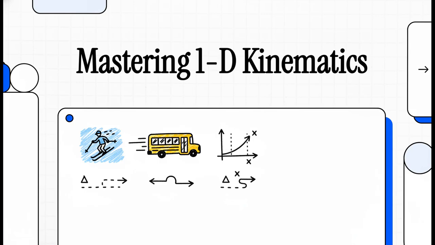Today, we're going to decode the absolutely fascinating physics of 1D kinematics. We're going to look at exactly how everyday motion translates into some seriously elegant mathematics. Whether you're racing down a ski hill or just sprinting to catch a school bus, motion is a huge part of your everyday life. But how do we actually measure and describe it? Well, that is exactly what we're here to uncover.